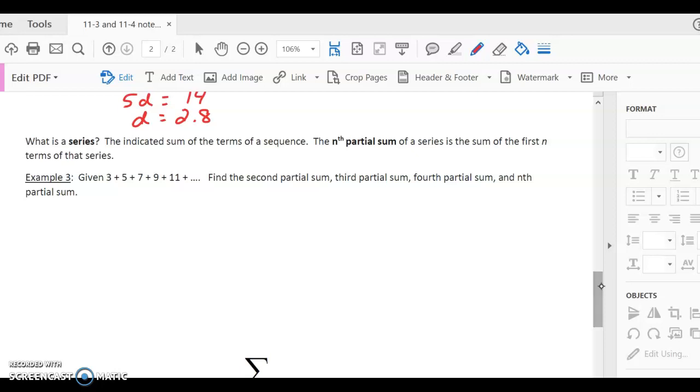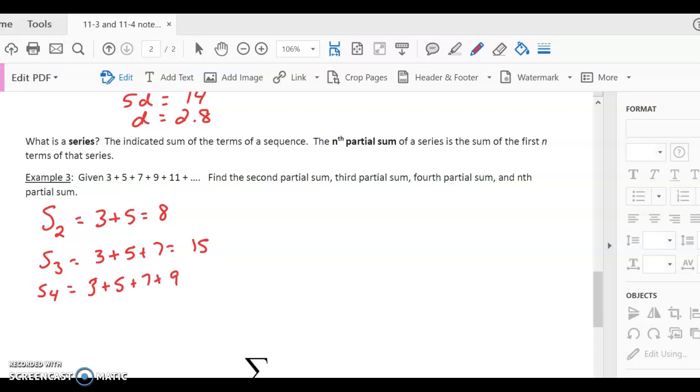So the second partial sum would be denoted S sub 2. And all that's saying is do 3 plus 5, which we know is 8. The third partial sum would be simply taking 3 plus 5 plus 7, or essentially you can take the 8 from the second partial sum and add 7 to it, and we'll get 15. And then the fourth partial sum would be adding 3 plus 5 plus 7 plus 9, which gives you 24.